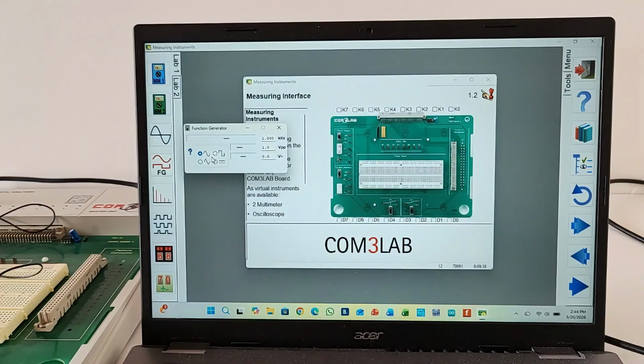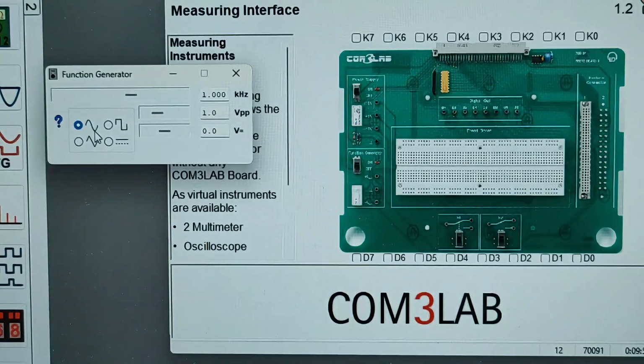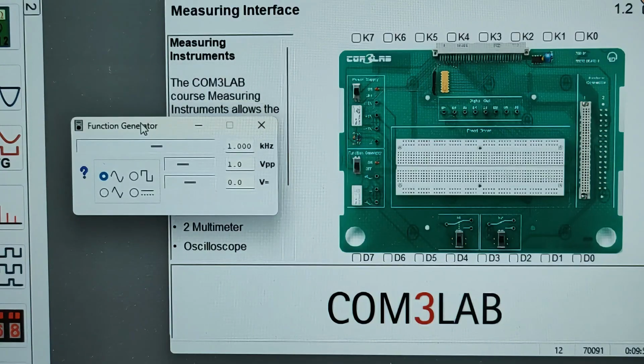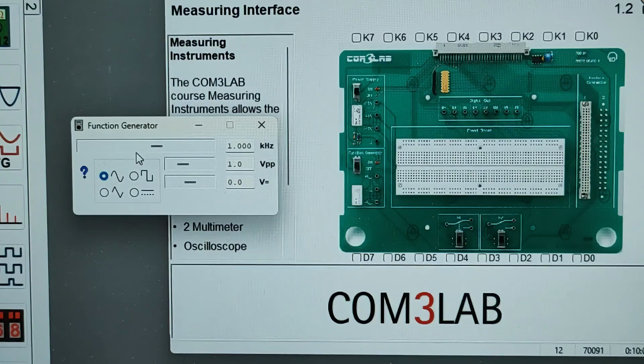Let us now go to the COM3Lab companion software, where we will generate the input and output waveforms of the inverting operational amplifier circuit we just constructed. I've already set the function generator of the COM3Lab companion software to the setting mentioned earlier in the video, which is 1 kilohertz frequency, 1 volt peak to peak for the amplitude, and sine wave here.